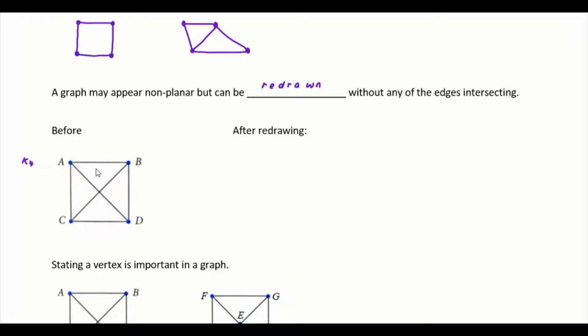But what we can try to do is redraw the graph. So how can we do that? Let's try to draw the part where the graph doesn't overlap first. For example, we have the ABCD part.